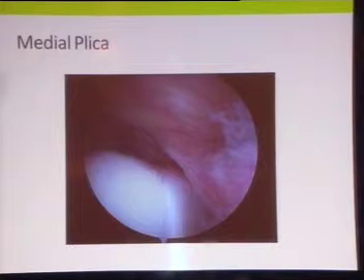Medial plica, very frequently observed, unless it is pathological, should not be excised. If the patient had clinical tenderness when you clinically examined, just adjacent over the medial femoral condyle, you can remove the medial femoral plica.